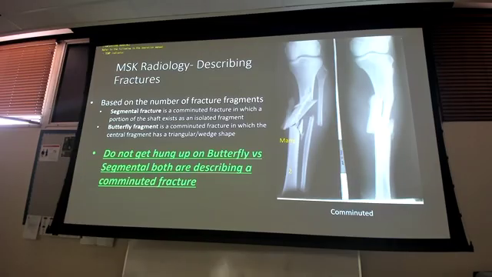Comminuted means I got more than two pieces. It could be three, it could be 20, right? So comminuted fracture, more than two pieces. Simple fracture, two or fewer pieces. And that's per bone, right? So if I have two pieces in my tibia and two pieces in my fibula, those are both simple fractures. I have a simple fracture of the tibia and fibula, mid-shaft, or whatever it's going to be. I can have a comminuted fracture of my tibia and a simple fracture of my fibula.